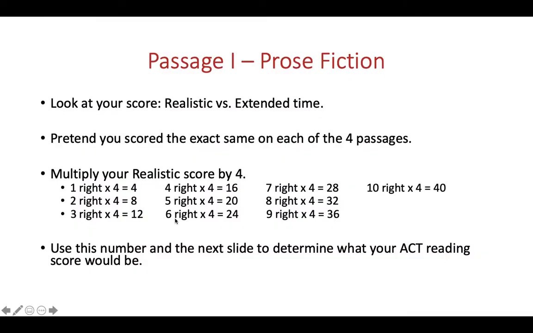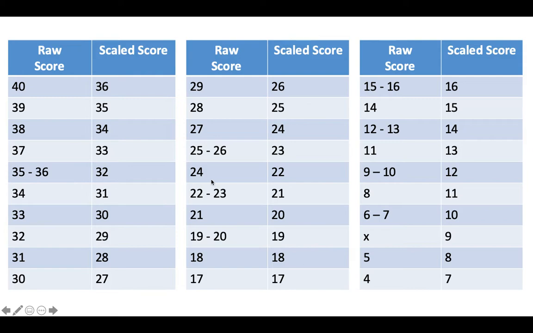If you got 6 right, and we're going to pretend you got that on all 4 passages, that's 24. So right here, you'll see that 24 right is an ACT score of a 22 out of 36, and 22 is benchmark. So that's kind of the score that most colleges are looking for, that it proves that you're ready to read on a college level. So we're hoping that everybody can get to a 22.